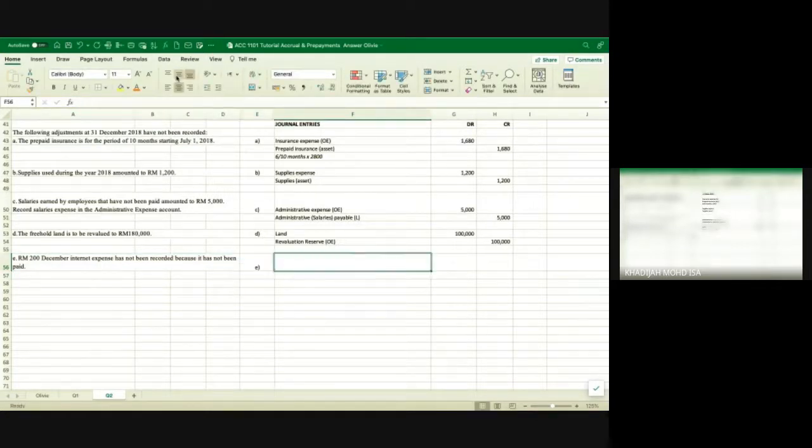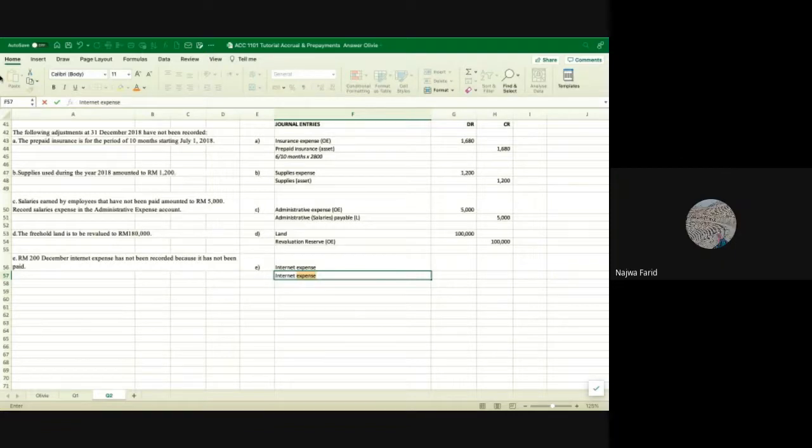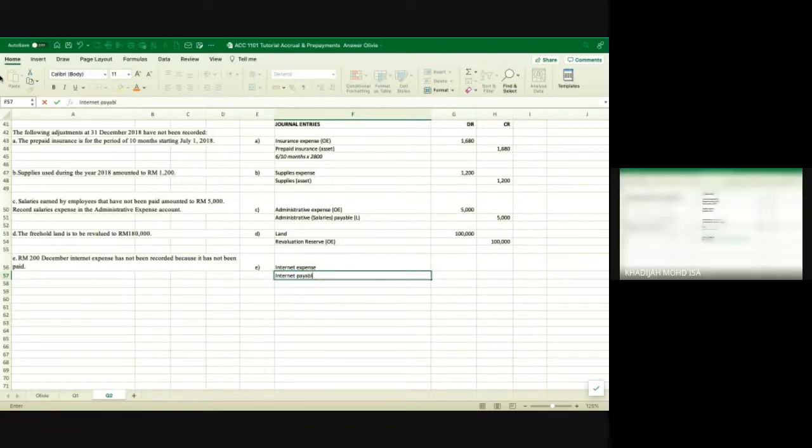200 ringgit December internet expense has not been recorded because it has not been paid. So what do you think that is? Internet expense? What is another account? Any idea? Accrual. Internet payable. Payable, because you have not paid. Alright, so create the JE, payable.